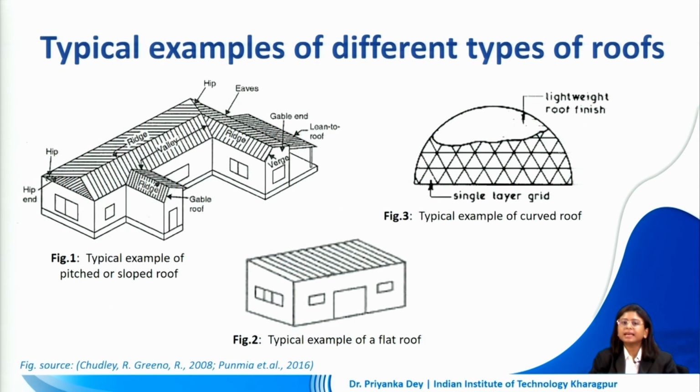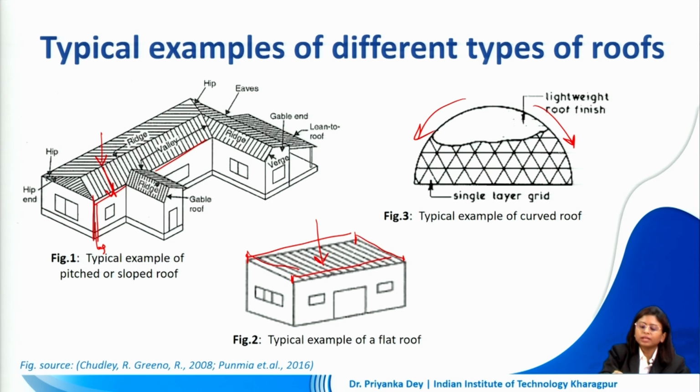So the typical examples of pitched roof or slope roof, in this case the rainwater can slide off, collect in the gutters at the end and can go down the storm water drainage that is provided. Of course in curved roof, not much water accumulation would possibly happen. But in case of a flat roof, especially if it has parapet walls on the sides, the water will accumulate in it just like it would in a tank.